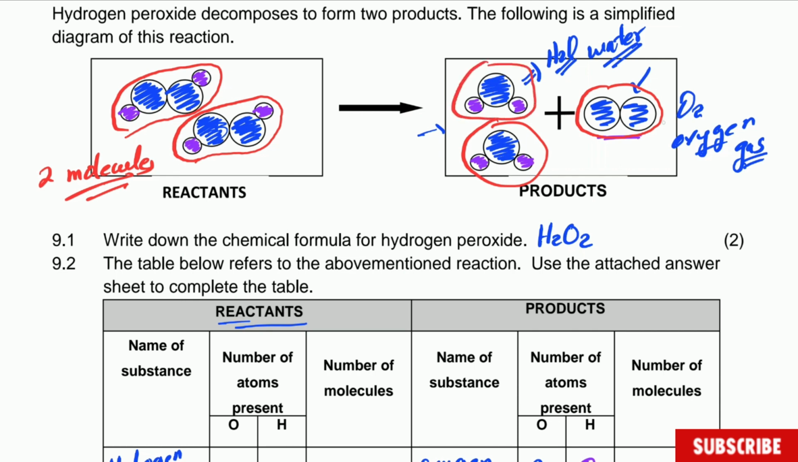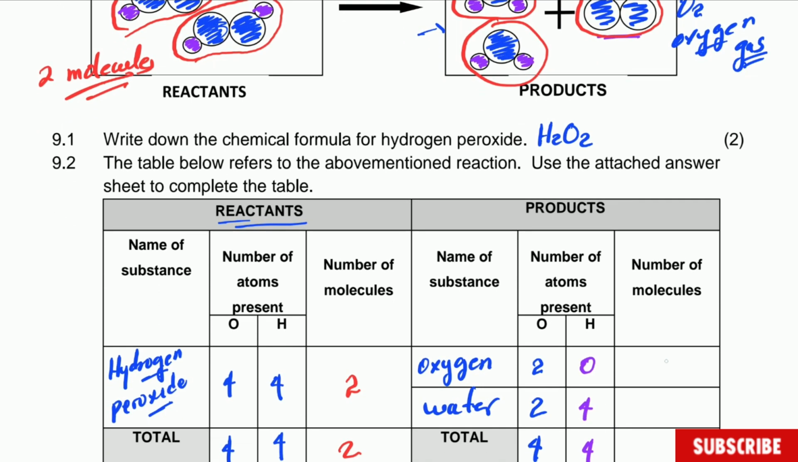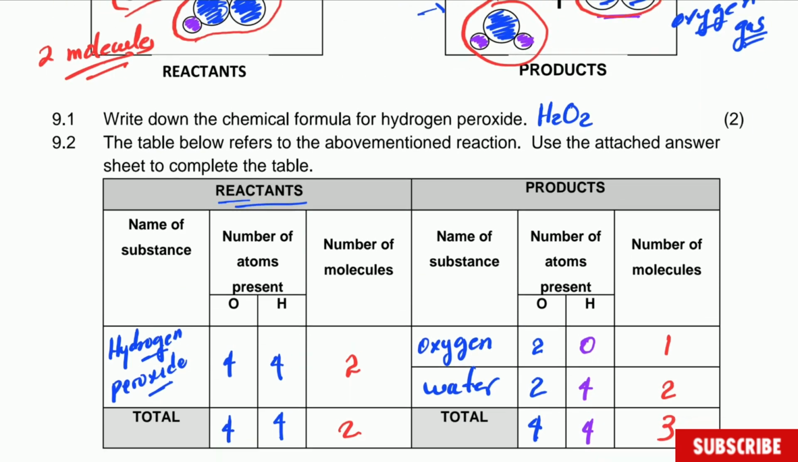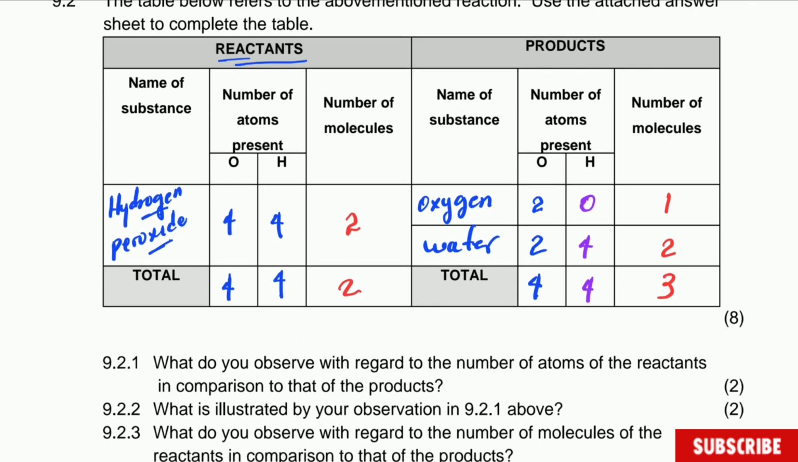So the number of molecules of oxygen gas is only 1, as you can see there, and of water is 2. The total number of molecules is 3, and that is the completion of this table. It is quite simple and very good. What do you observe with regard to the number of atoms of reactants in comparison to that of products? All you have to say is they are the same number of atoms.